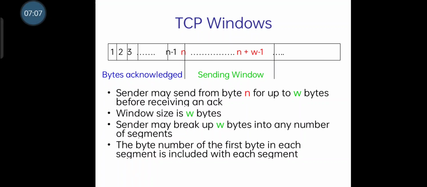So these are the TCP windows. The bytes which are acknowledged are removed from the window, and once we get the acknowledgement, we slide the window to the next unsent data. Okay.